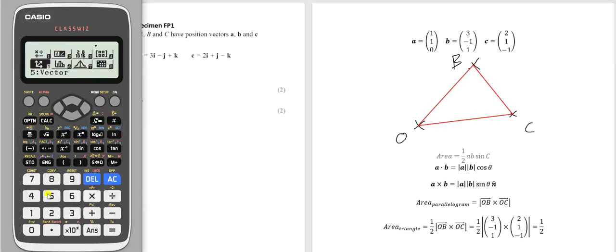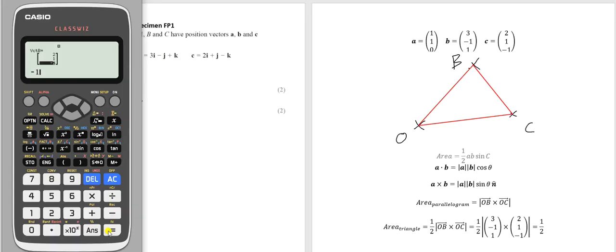So the calculator has a vector mode. Vector mode is number 5. We can define our vectors. So vector A can be 3, minus 1, 1, and vector B, also a 3-dimensional vector, is going to be 2, 1, minus 1.